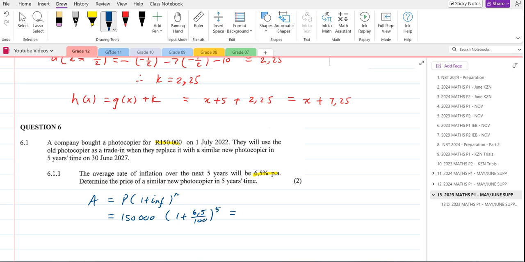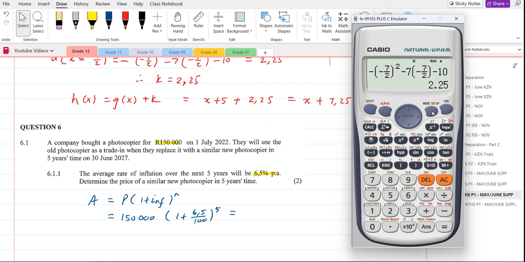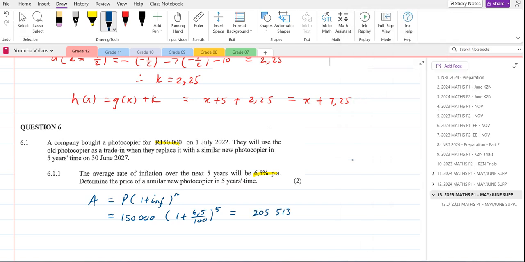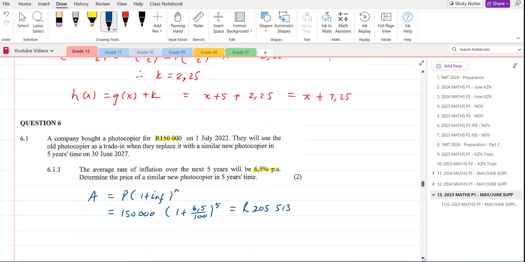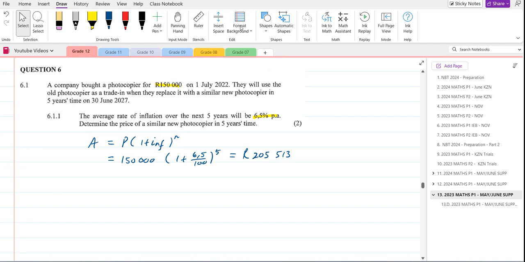In order to work this answer out, we're just going to use our calculator. Let me pop my calculator here. Mode 1, what we have: 150,000 into 1 plus 6.5 over 100, to the power 5, and we get an answer of 205,513. I'm just going to round off, 205,513 rands.